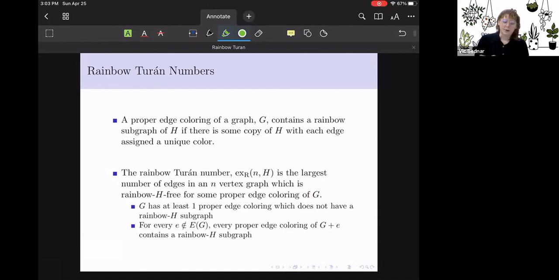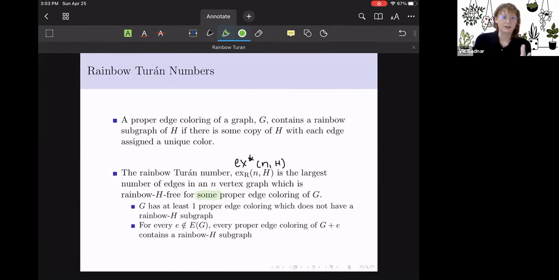Then the rainbow Turán number, ex_R(n, H), sometimes denoted ex*(n, H), is the largest number of edges in an n-vertex graph G which is rainbow H-free for some proper edge coloring of G. The word "some" here is very important because you could have every single proper edge coloring of G have a rainbow H subgraph, except one. And as long as you have one proper edge coloring of G without that rainbow H, then it satisfies this.